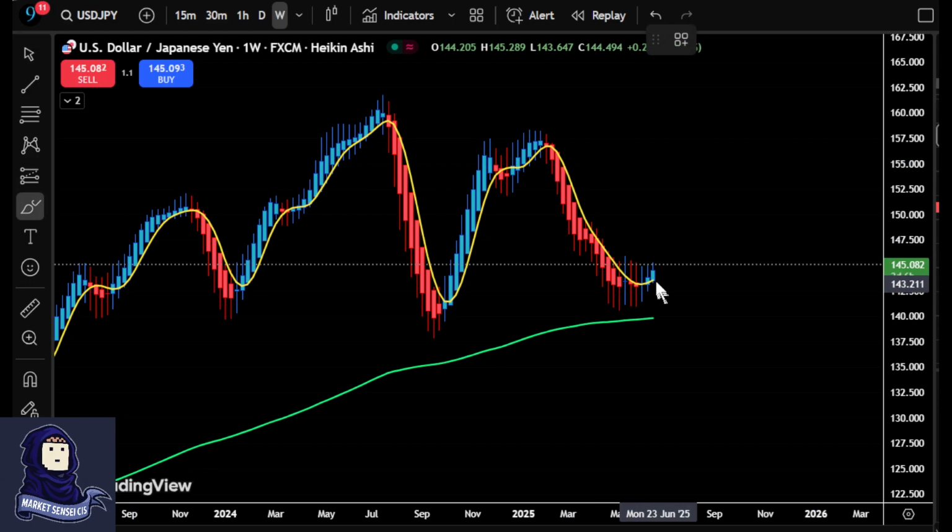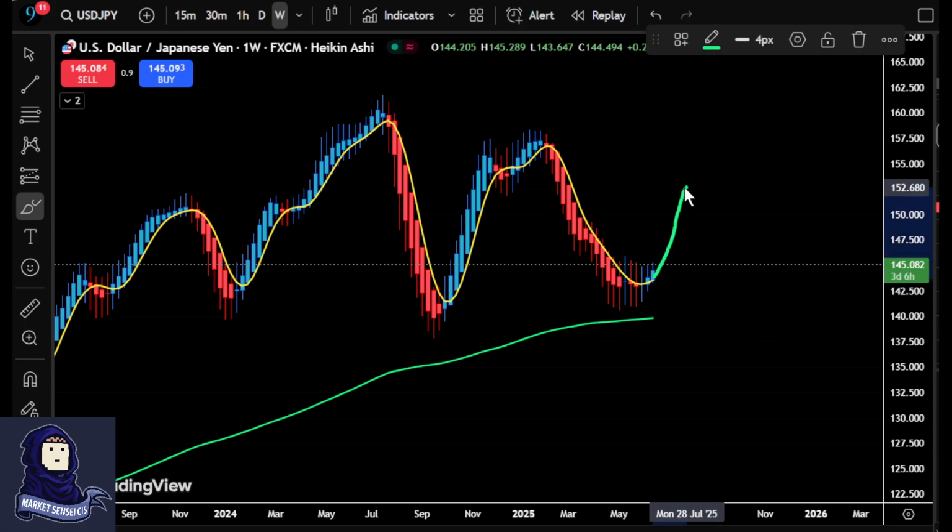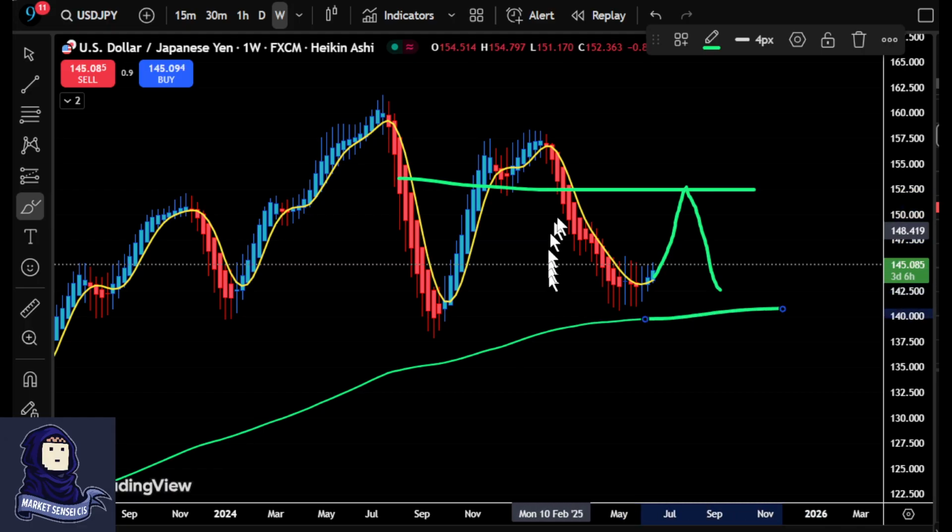We will expect it to hit upwards, but expect to be resisted somewhere around here. So it might go all the way up to 152 or somewhere plus minus here, before maybe it will come back down and retest this area again. So this is the worst case scenario: it'll just break down below this one and continue downwards.